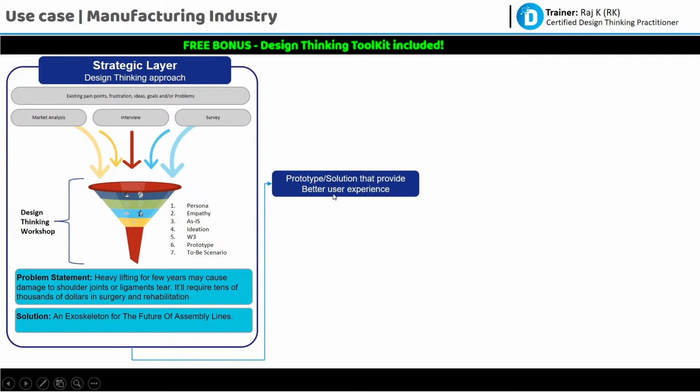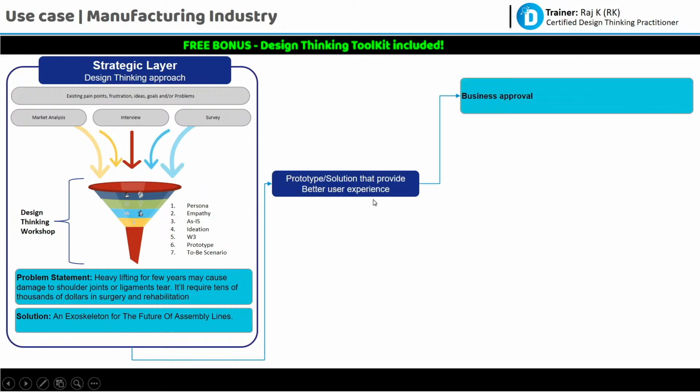So when this happens, the outcome of this two-day workshop is not a usable product. It's just a prototype, an idea or a solution out there, right? And typically after this workshop, this idea has to be presented for business approval. So the top executives will take this idea as a business case and present it to higher management for business approval. And they will have all the artifacts from the design thinking workshop.